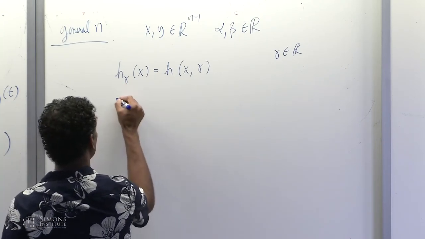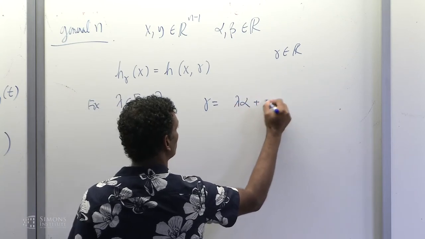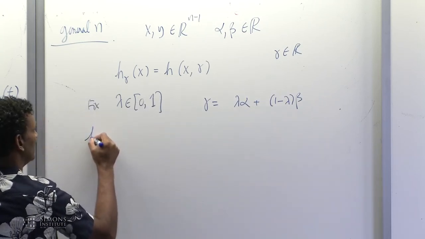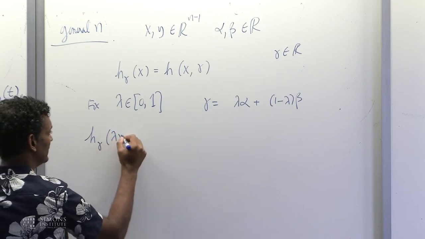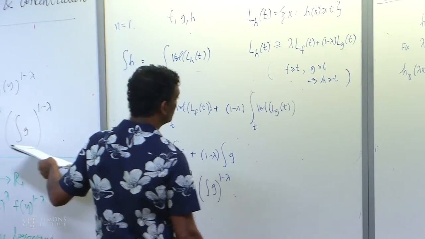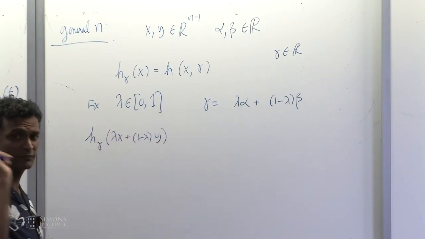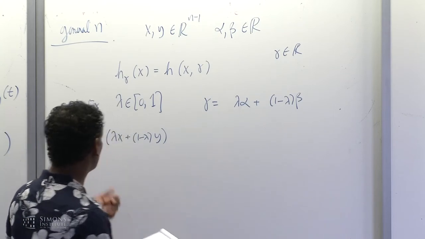Now, if we do this and I fix some lambda, and let's pick gamma to be lambda alpha plus (1 minus lambda) beta. This is just for convenience, so I'm not writing that the whole time. And I'm now going to look at h_gamma at the convex combination. And I want to say that it satisfies the hypothesis of the theorem, and therefore, by the induction hypothesis, we'll get this conclusion. That's the plan. For every fixed alpha, beta, and lambda, this is a lower dimensional function. If it satisfies the hypothesis of the Prékopa-Leindler theorem, we will use the induction hypothesis and argue that the integrals satisfy the conclusion. That won't complete the proof because we still need to worry about the gammas, but we'll do that.